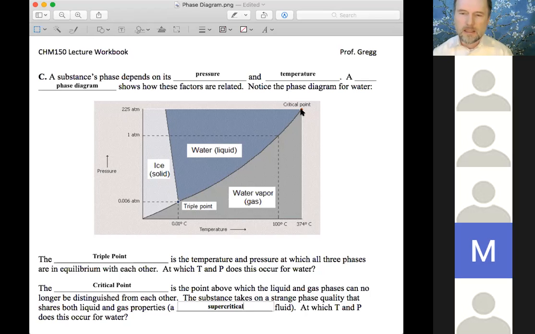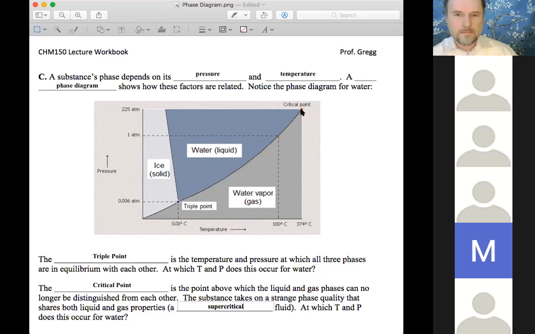It's not exactly the same as a plasma. A plasma is a fairly different sort of phase. Plasmas, typically we're talking about things like ionized gases, and in those cases we don't have a liquid phase present at all. Yeah, so that's why we call it a supercritical fluid.